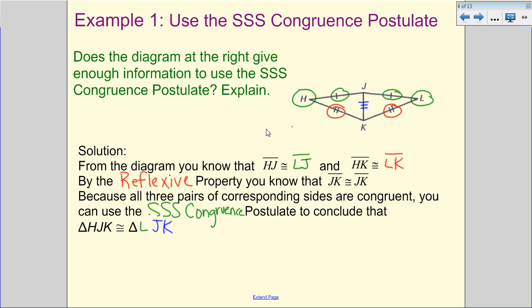When they share that side, we'll often see that two of our angles are written in the same order. So we kind of follow the path. We went from H to J and J to K to name our triangle. We're going to go from L to J and J to K to name our triangle. All right, so that's what SSS looks like.